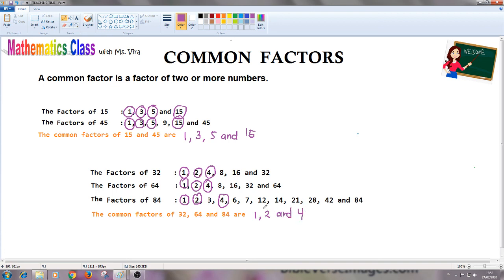Okay, since only those numbers are factors of 32, 64, and 84. Okay, I hope you guys understand how to look for factors of a number and the common factors.